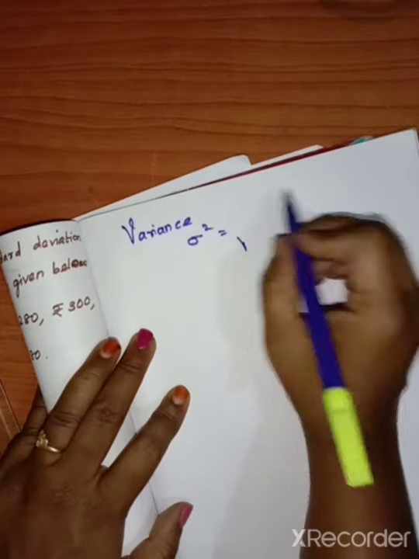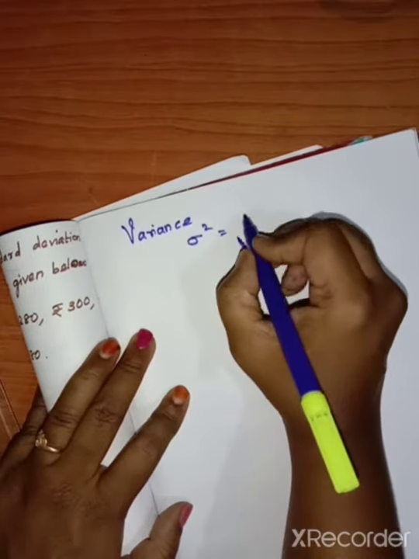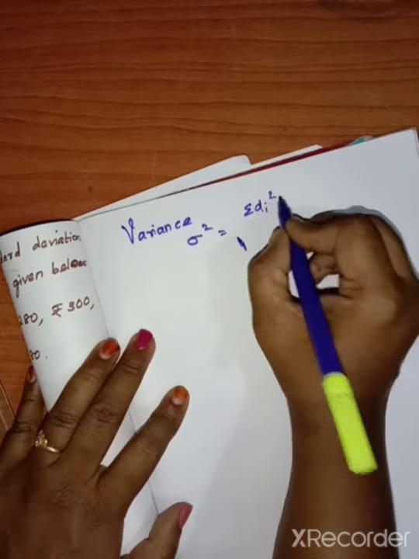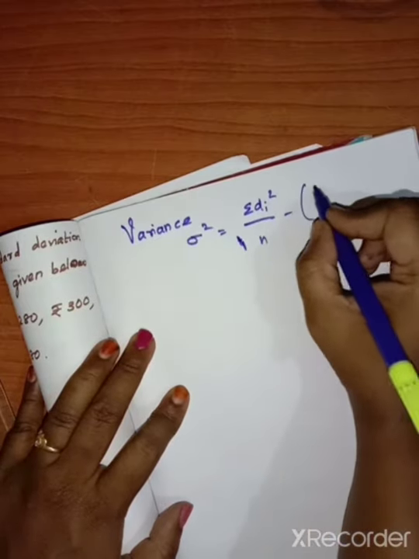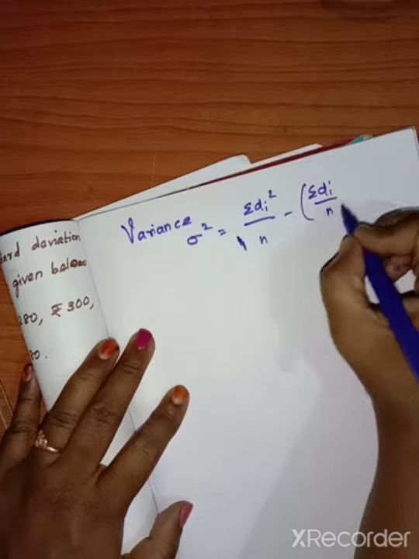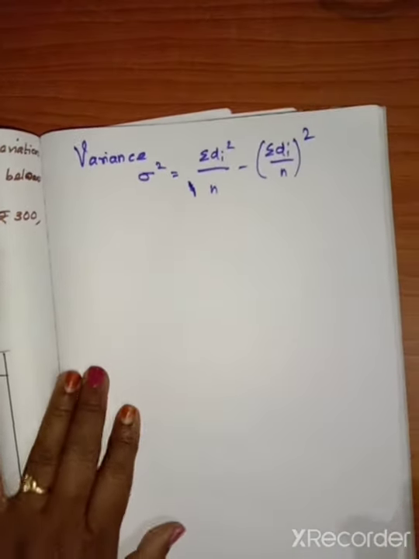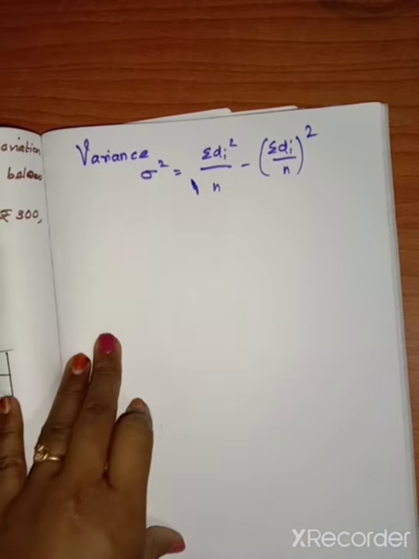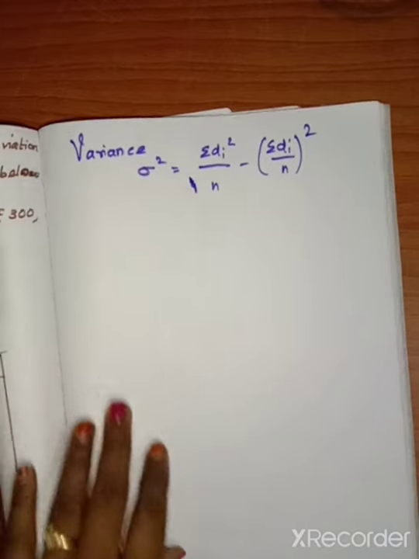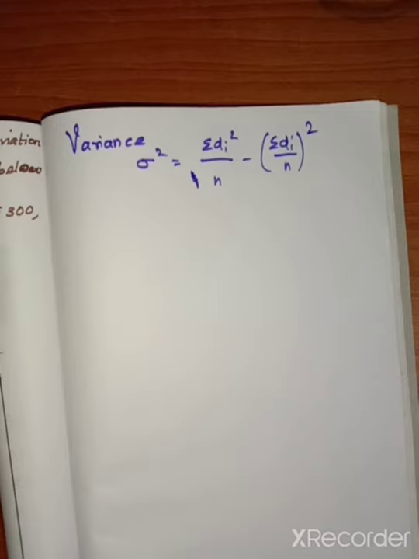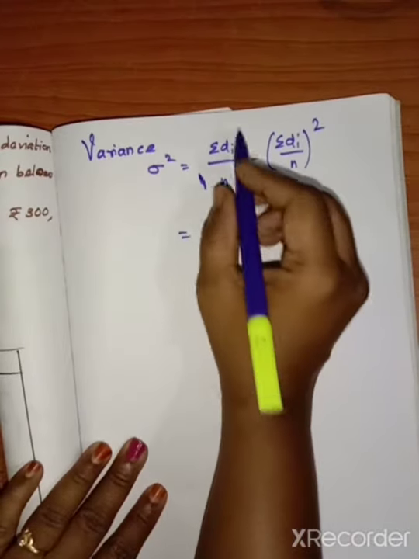So here there is no root, so we can write that summation di squared by n minus summation di by n the whole squared. First we find the variance. Standard deviation is the root of variance alone, so if you find the value for variance, we just apply the value, and by using the long division method we can find the standard deviation.